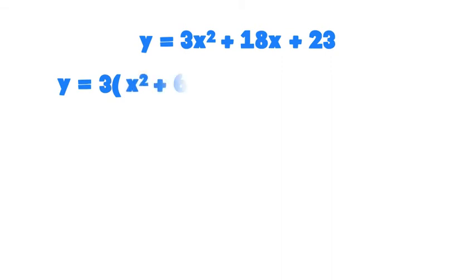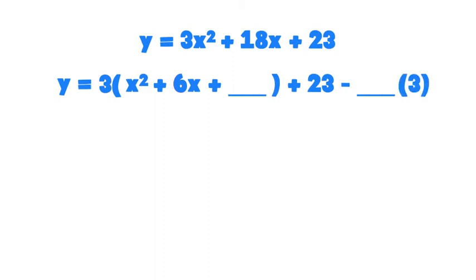Okay? And now I'm going to create my blanks just as I normally would, like I did in the last example. So let's go over that again. I pulled that 3 out, but only out of the first 2 terms, and I was left with x squared plus 6x. Notice my 23 did not change because I did not pull a 3 out. Now, because I pulled a 3 out in the front, I have to remember to put a 3 in the back. At this point, I'm going to complete the square like normal.